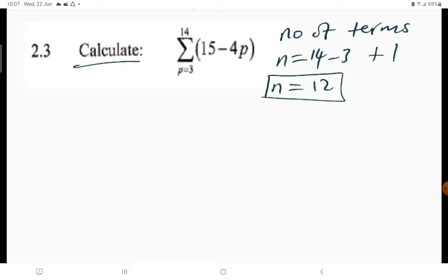The idea is to find the first 3 terms. Then how do you go about finding them? For the first term, you substitute this 3 in the place of p there, then you get the first term.